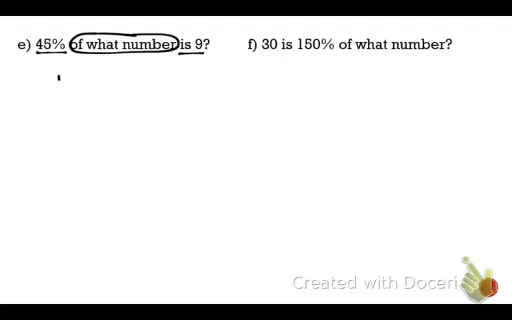If you would, please, everybody start with is over of equals p over 100. Do you know what our is going to be? 9 over of. Do we know what our of is going to be? No, so we're just going to put an x equals p over 100. Do we know our p? 45%. Good job. So we're just going to write 45 over 100 because that means 45%.